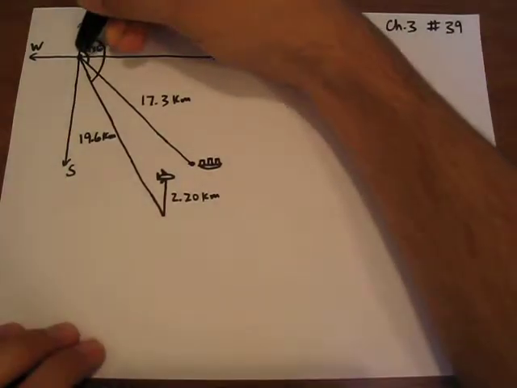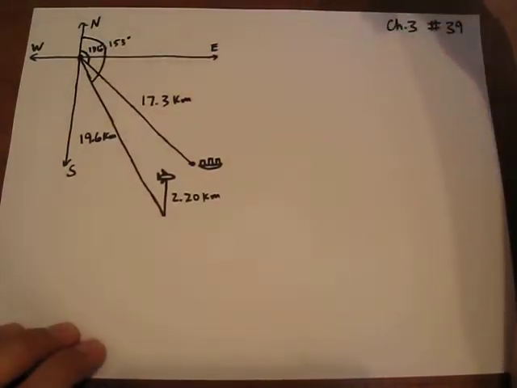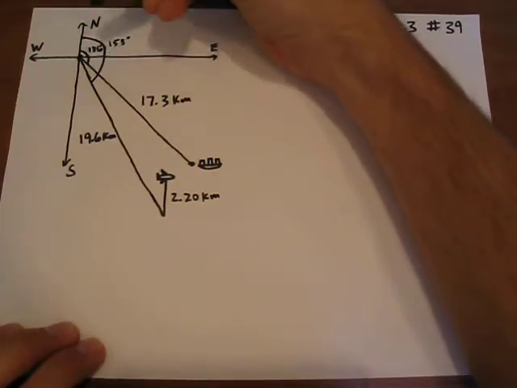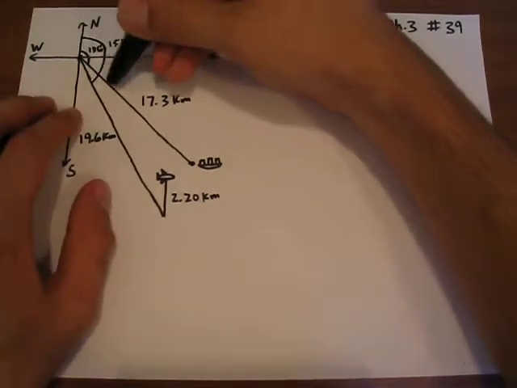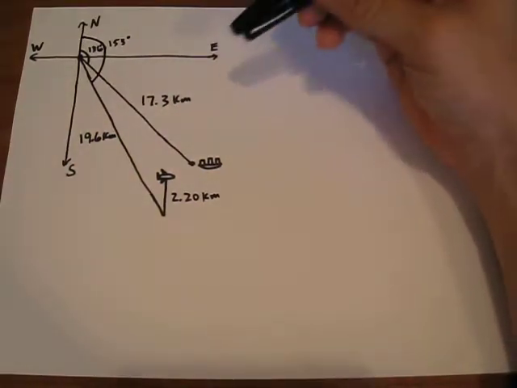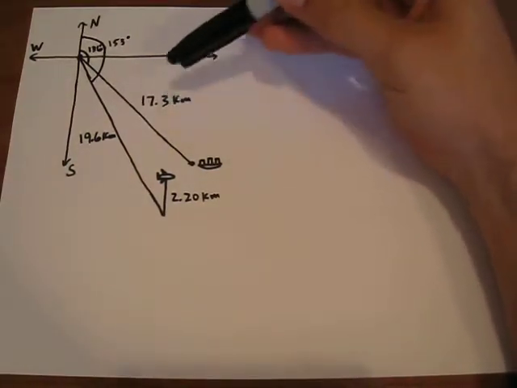This is the 136-degree clockwise direction from north. So we started at north, 136 degrees clockwise. And then this is the magnitude, or distance, of the ship, 17.3 kilometers.